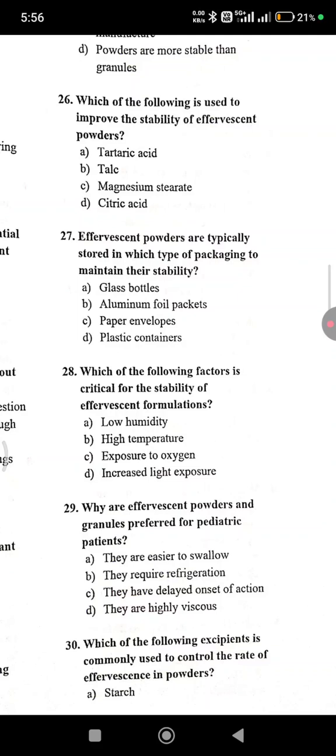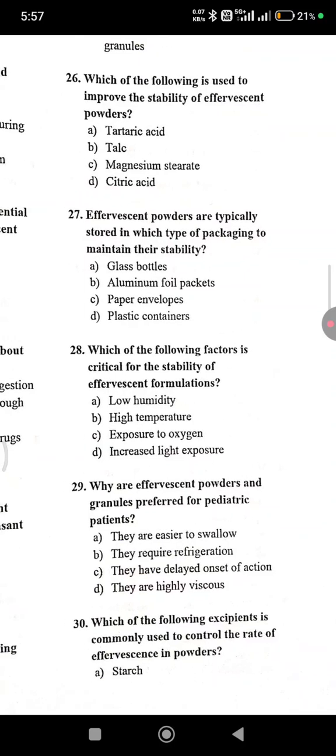Question number 29. Why are effervescent powders or granules preferred for pediatric patients? They are easy to swallow. They require refrigeration. They have delayed onset of action. They are highly viscous. The answer is that they are easier to swallow.